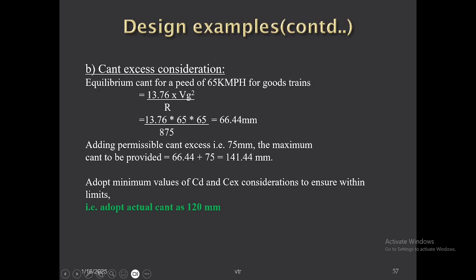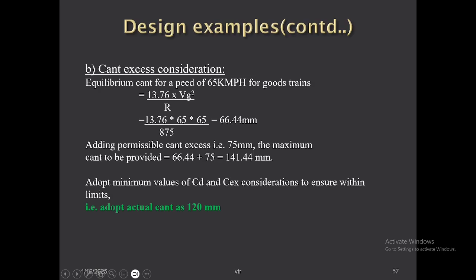But here, in cant excess consideration, it is 141. Then the minimum of both 120 and 141, and we have to adopt only 120 mm. So adopting 120 mm will satisfy the cant deficiency (CD) conditions and the cant excess consideration. But when we provide 120 here, it will be more comfortable.